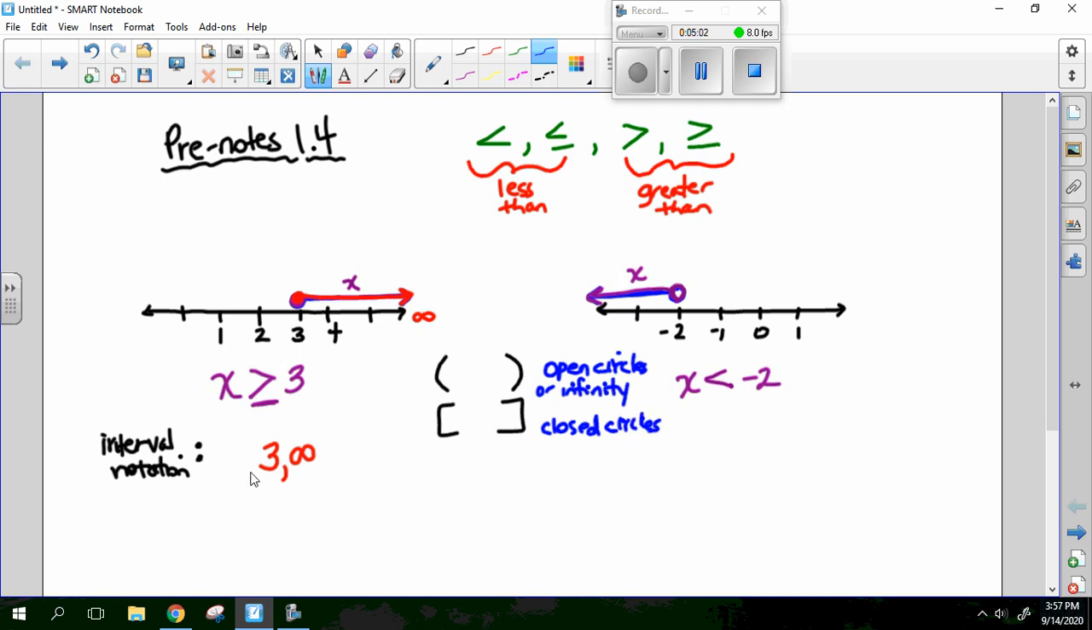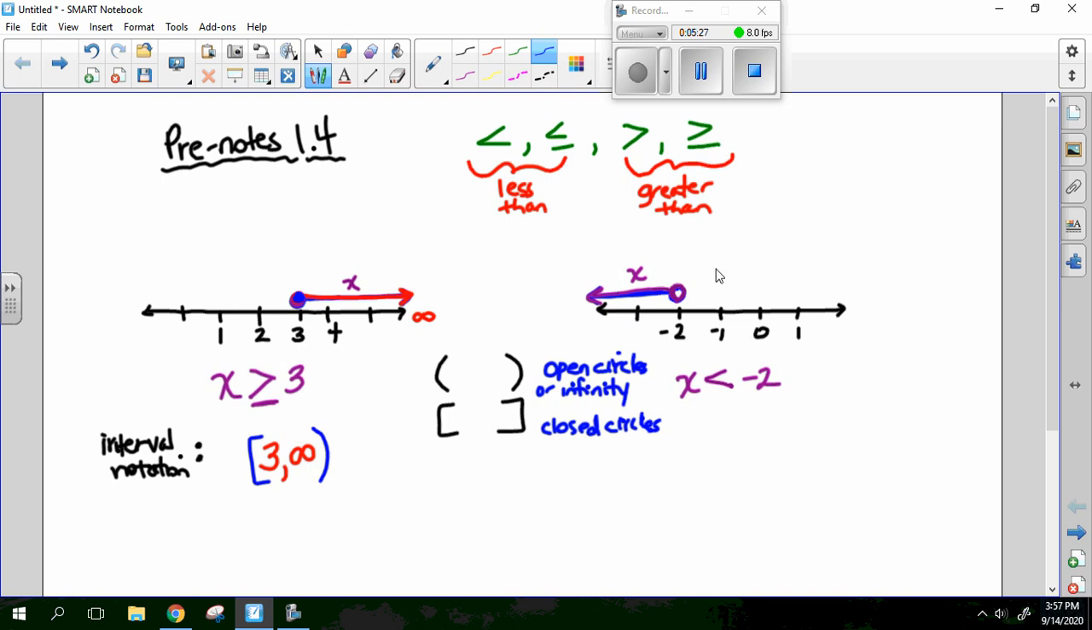When I come back over here to my interval notation, because there was a closed circle over 3, I'm going to use a squared off bracket on that one. And because the other end is an infinity, I have to use a parenthesis, because squared off means we actually equal that number, and you can never equal infinity. That's why infinity always gets a parenthesis.